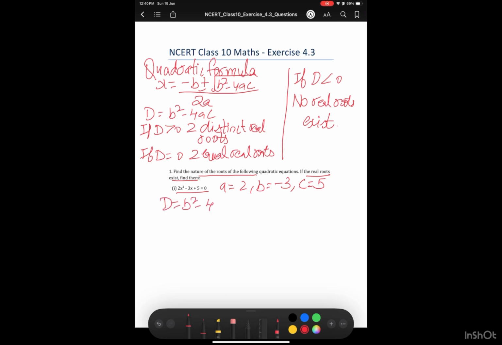D is equal to B square minus 4AC. In place of B I have minus 3, so minus 3 whole square minus 4 into, in place of A, 2, and in place of C we have 5. So minus 3 square is 9, 9 minus 40. 9 minus 40 is minus 31, which is less than 0. Since D is less than 0, no real roots are going to exist. Hence, we cannot further simplify.